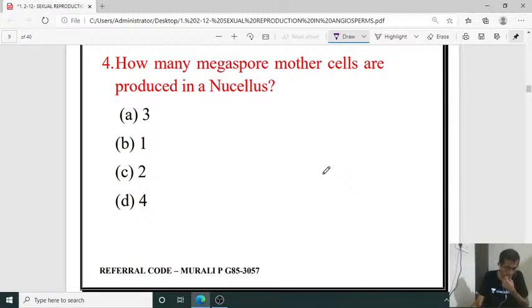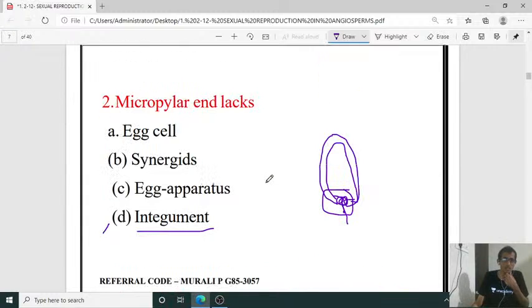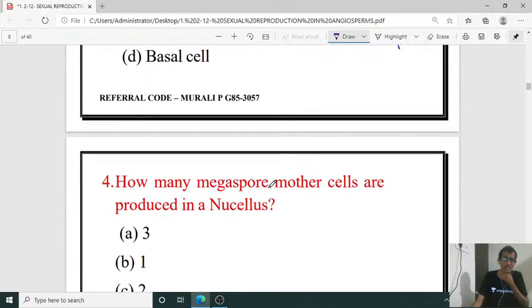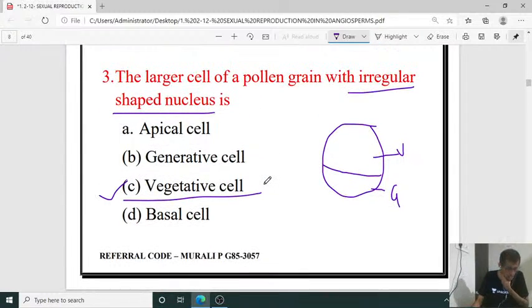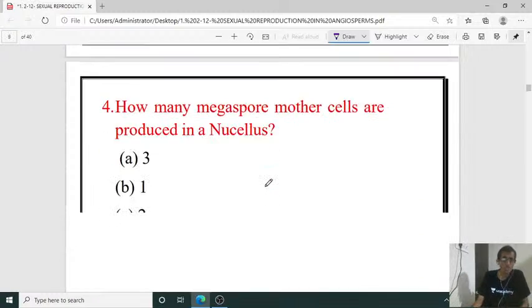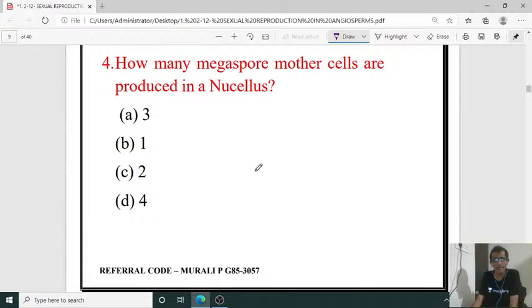Yes, Shreyas, for the second question D is the right answer. For the third question C is the right answer. Yeah, you are right. And now I am moving towards question number 4. How many megaspore mother cells are produced in a nucellus?